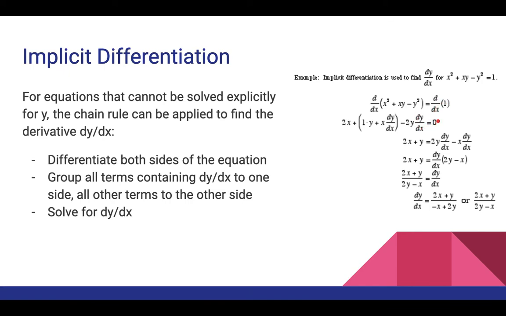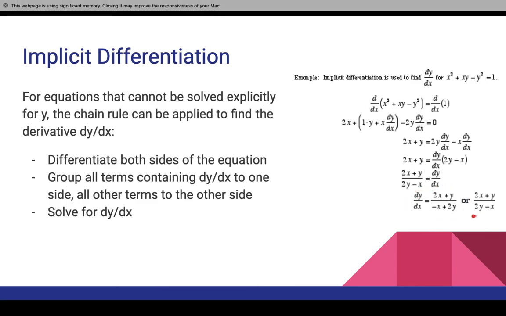Next, on the right-hand side, we have that the derivative of 1 is just 0 because 1's a constant. So now we group together all of our terms to one side and all of our terms containing dy over dx to the other side. So as a result, we're going to get, we move 2y dy over dx to the right-hand side, and then we move x times dy over dx to the right-hand side, and we're left with 2x plus y on the left-hand side. Factoring out the dy over dx, we get dy over dx times 2y minus x, and we divide both sides by 2y minus x in order to get our dy over dx, hence subsequently giving us our derivative for the implicit function.